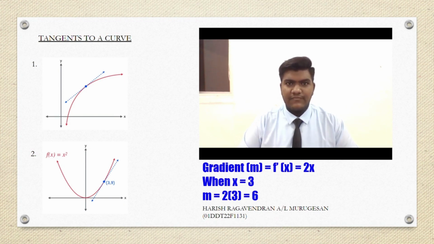So if our graph is f of x equals x squared, the gradient at any point x is given by its first derivative, f dash x, which equals 2x. So when x equals 3, the gradient f dash 3 equals 2 times 3, which equals 6. So we already know how to find the gradient of the tangent of a curve. Let's see an example of how to find it.